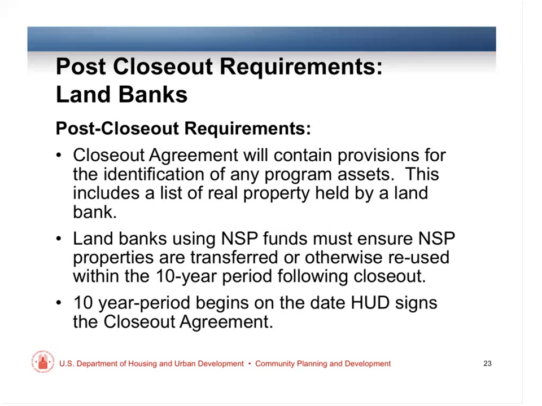So as part of your post-closeout requirements, you will have to identify all of your assets, and this includes a list of the real property that is being held in the land bank so that HUD is aware of what you have on hand. The properties must be moved within that 10-year time period. The clock starts the day that your closeout agreement is signed, so you will know this is day one and I've got 10 years to do this.